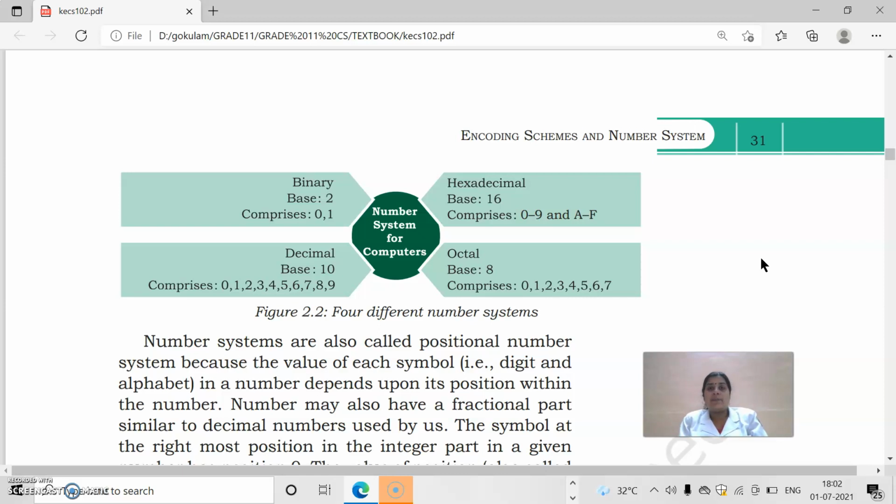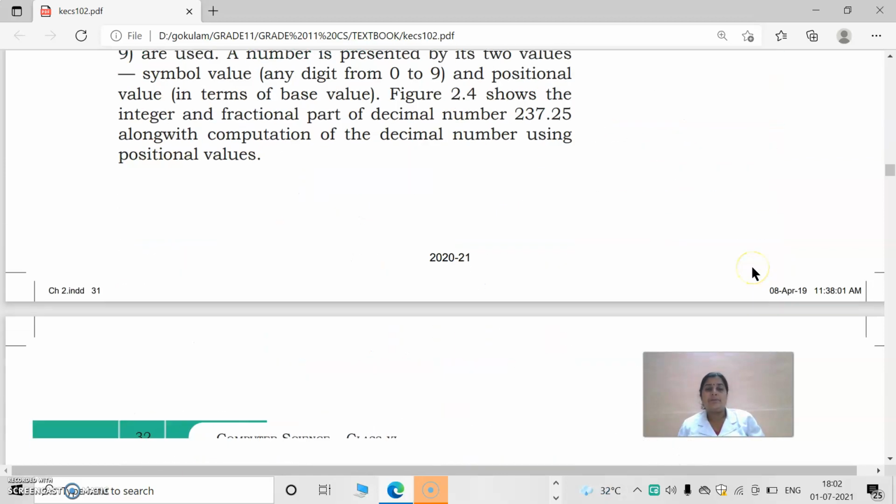In the octal system, we will use 0, 1, 2, 3 up to 7. That means 8 numbers. So the octal system consists of 8 numbers, and its base is 8. In the hexadecimal system, we will use 0 to 9. That means 10 numbers. And from 10 onwards, we mark them as capital letters A, B, C, D, E up to F. So there are 16 numbers, it has base 16, and it is known as the hexadecimal system.